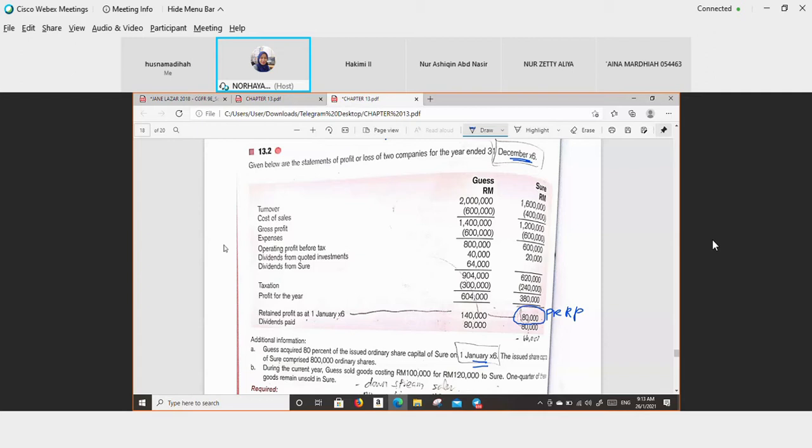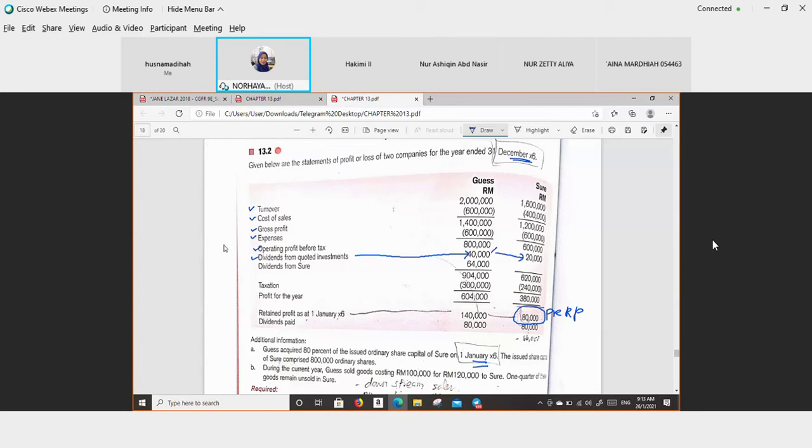Before that, we look again at the profit or loss items. Turnover, cost of sales, gross profit, expenses, operating profit before tax, dividend from quoted investment. This is dividend from other investment, so no issue, you just consolidate this. There is no intercompany dividend here. This is dividend from quoted investment, other investment which is outside the group. Are you following? Yes, no problem.